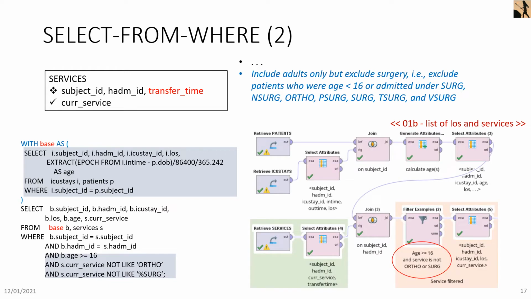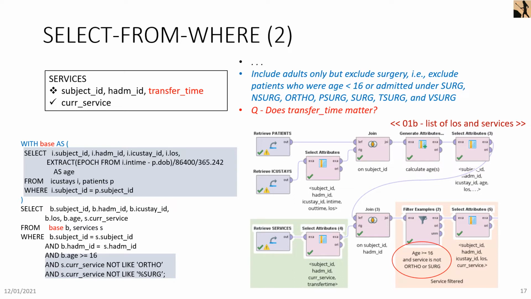Somehow, we already have a RapidMiner process from earlier. So here, what we would like to do is just add these criteria, and by now you should know that in RapidMiner it's relatively easy. We just add a Filter operator where we state the conditions we'd like to filter on. Once we add this age criterion and the condition that the service is not surgery type or category, then we're done.